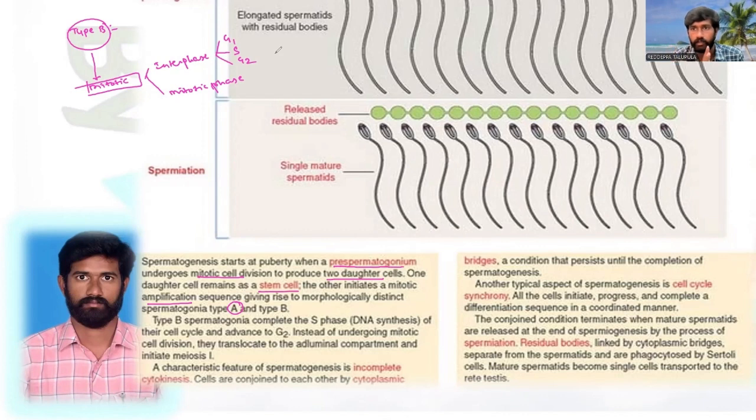But here is one different thing I noticed: type B, after performing the G1 and S phase, will not enter into G2 phase. It will enter directly into meiosis. Okay, it will enter directly into meiosis. See, those things are mentioned.